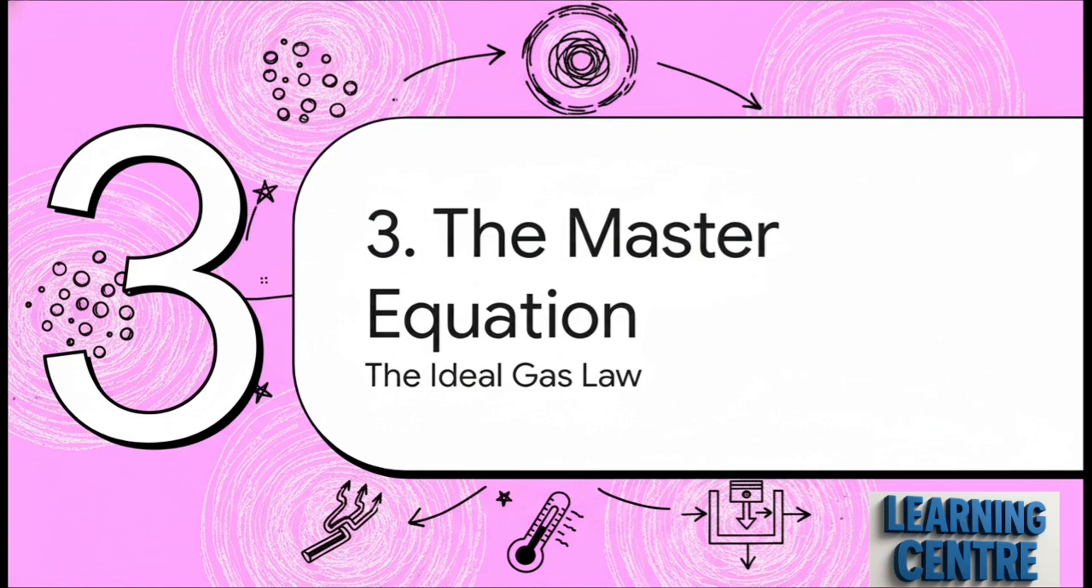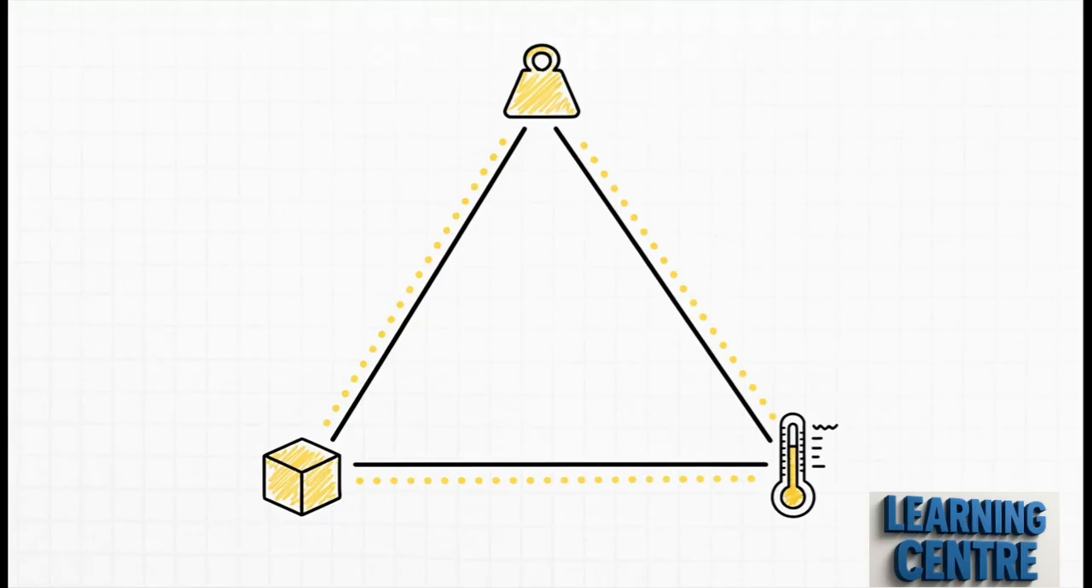All right, so we've got these three separate laws. One for pressure and volume, one for volume and temperature, and one for pressure and temperature. It feels like they should all be connected, right? Like, what if we could roll them all up into one single, powerful master equation? I mean, think about it. We've just shown that pressure is tied to volume, and that volume is tied to temperature, and that pressure is also tied to temperature. They're all part of the same system. There has to be a way to put it all together.